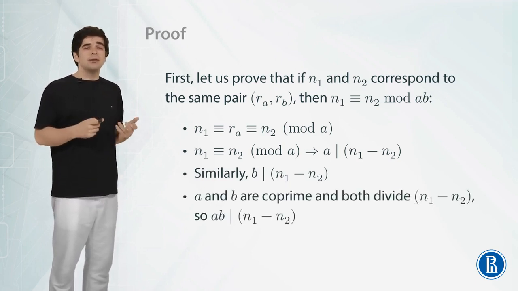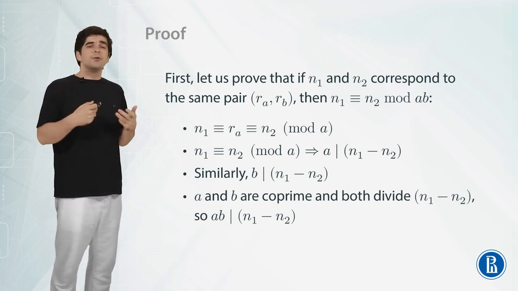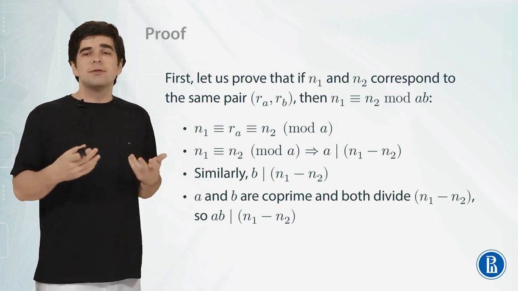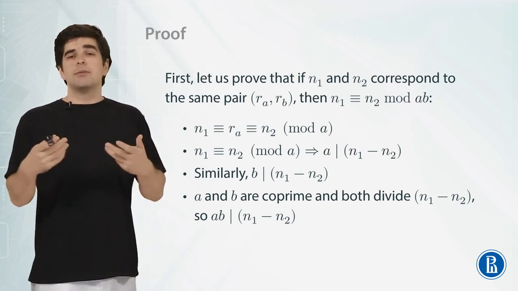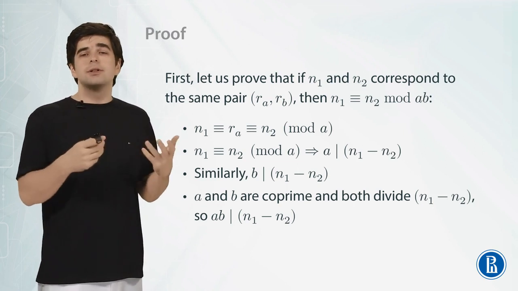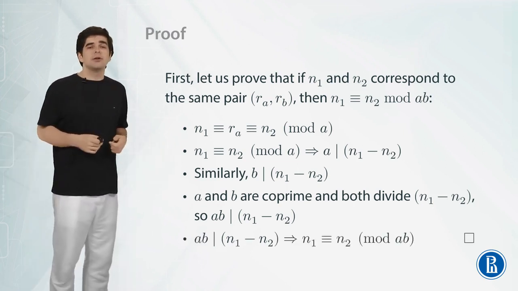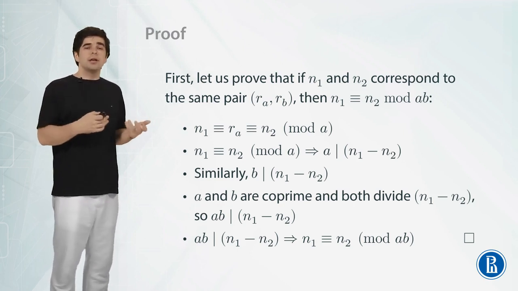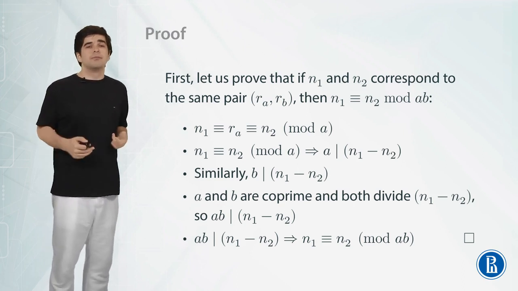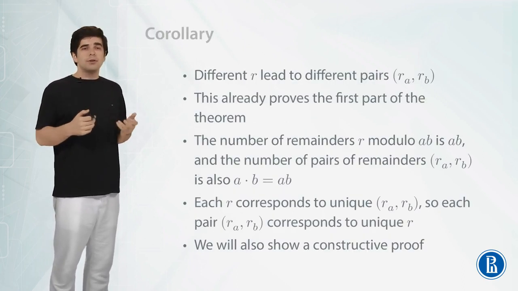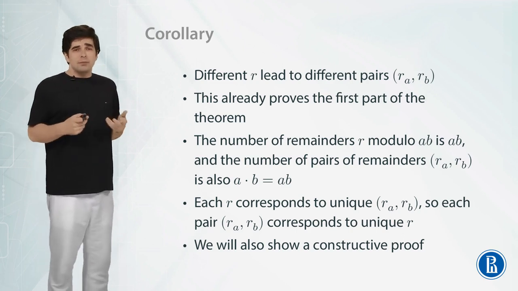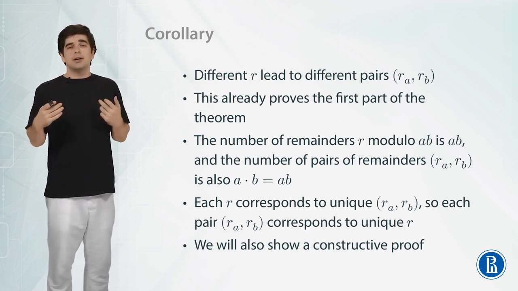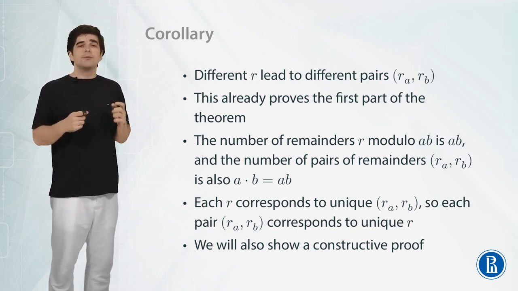And also we know that a and b are coprime, and from the theorem we proved in the previous lesson, we know that if two coprime numbers divide some number, then their product divides the same number. So ab divides the difference n1 minus n2. And this means in turn that n1 is equal to n2 modulo ab. So indeed the remainders of n1 and n2 modulo ab are the same. So we proved the second part of the theorem, that actually means that different remainders modulo ab lead to different pairs Ra, Rb. And this already actually proves the first part of the theorem.